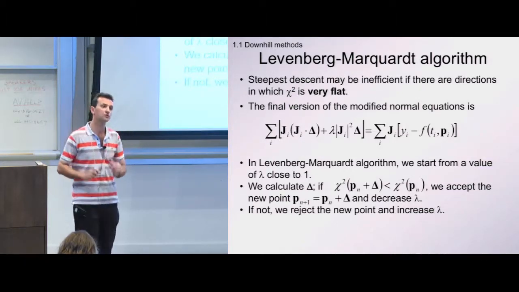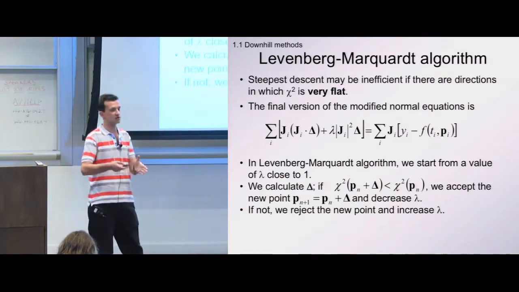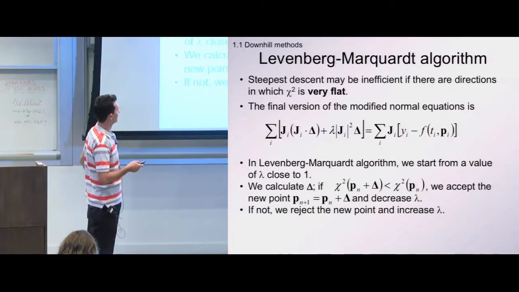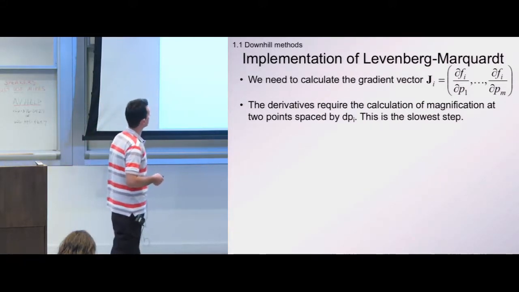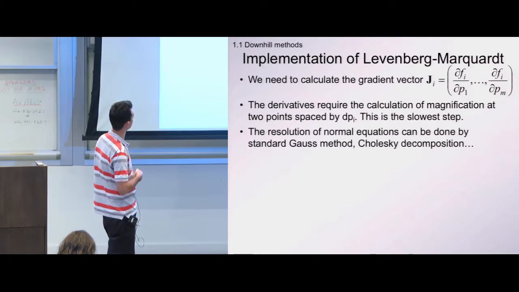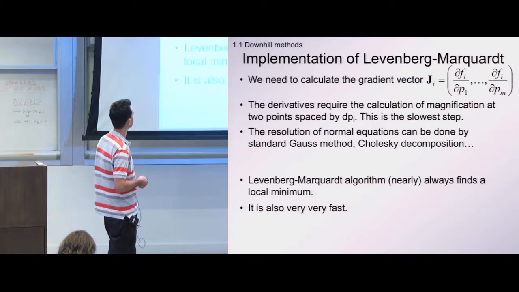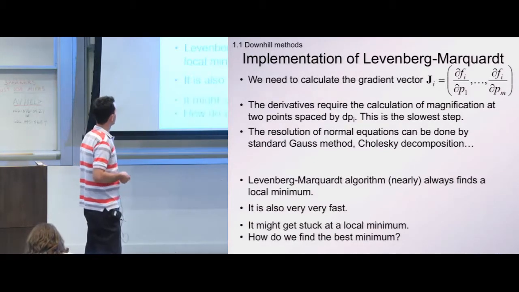So we rotate toward the steepest descent method, which is safer, because it just calculates the local gradient and then moves downhill. Okay, so if you want to implement your Levenberg-Marquardt, you have to calculate the gradients, and as I said before, you have to calculate the derivatives, which is the slowest step. Then the linear equations can be solved by standard methods, Cholesky decomposition, Gauss method, whatever. And it's a very fast method and a very robust method.